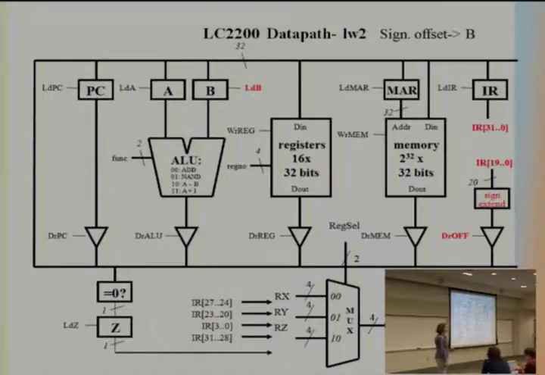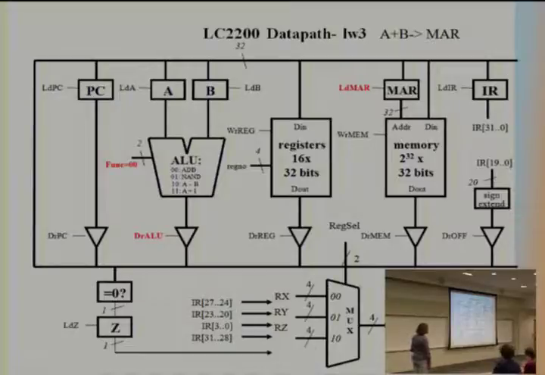That's clear? Okay, great. So now we need to store A plus B into memory address register. So how do we do that? Well, first we need to add A plus B by setting function to 0, 0. That's the addition. And whatever is the content of that, you set drive ALU to 1 and you let it write into load MAR.